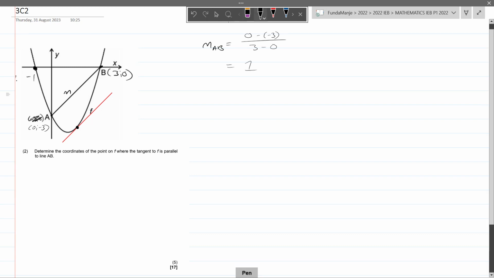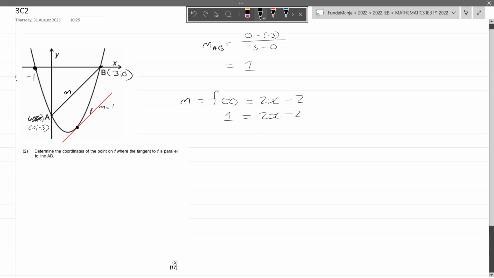And once we have this gradient, we also know that this gradient will be equal to 1. And we know that the first derivative describes gradient as well. So we can find the x value on this parabola where the gradient is equal to 1. And in order to do so, we need the first derivative. So that will be equal to 2x minus 2. And we're looking for when the value of the gradient is 1.